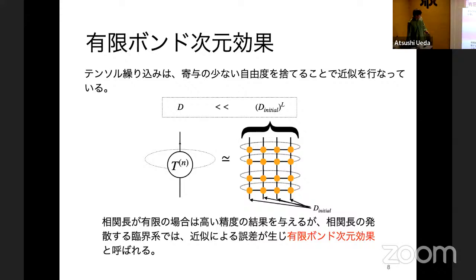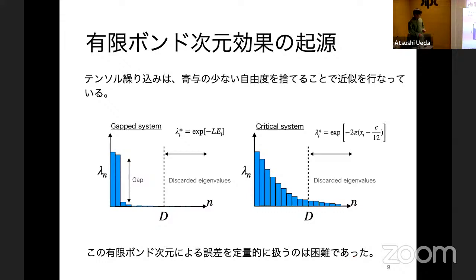So the finite bond dimension effect is significant when you're calculating the critical systems. Because what you do in the TNR is basically approximating this Hilbert space. In the case of the gapped system, the Schmidt value decays exponentially, so you don't mind. But in the case of the critical system, you have this long tail of information, so you have got a lot of eigenvalues. That's the origin of the finite bond dimension effect.